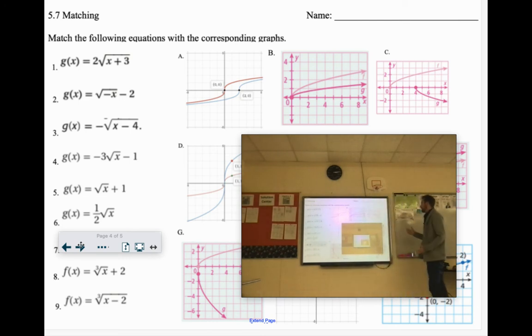Now we're going to do some matching here. There is a front and back of this. This is just kind of more of an in-class activity, but we'll go with some general stuff.